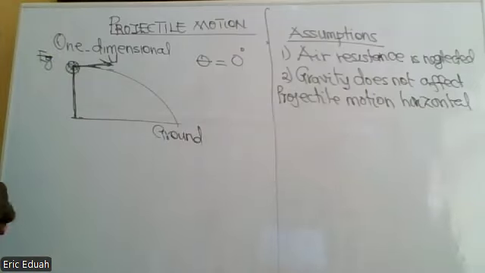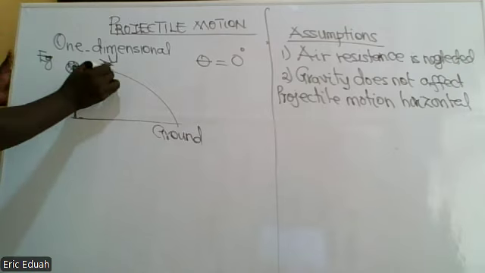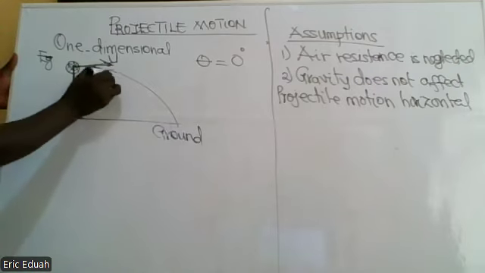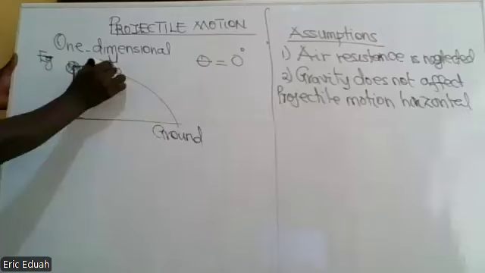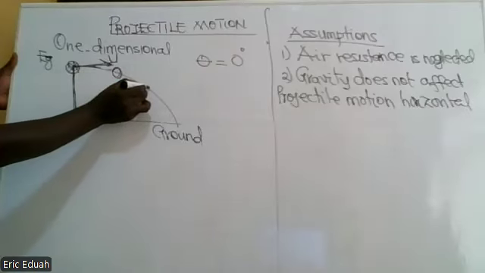We want to follow the path of the projectile. So, as the body falls, at one point it will be here, another point it will be here.